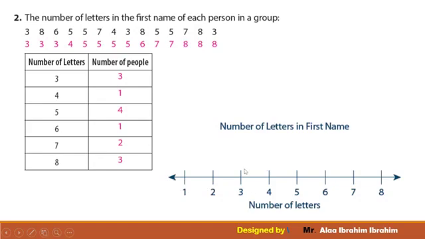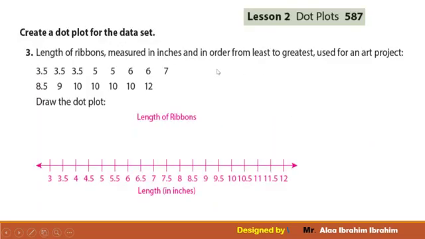So 3 has 3 and 4 has 1, and 5 has 4, and so on. So on is easy. Another example is the same idea. We count it, we arrange it, we make the dot plots like this. So you have to discover this. The smallest number is 3.5, but I make it 3, up to the greatest number, 12, and you add 0.5 each time. I think you have discovered the way now.